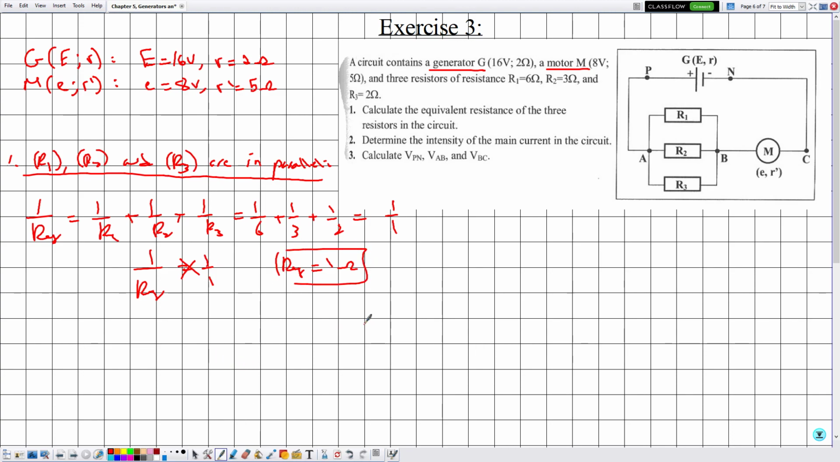And the trick in solving such type of exercises, whenever we calculate an equivalent resistance, we replace this equivalent resistance in the circuit. So here we have the generator from P to A, from A to B, it's being replaced by R equivalent, which is equal to 1 ohm. The motor, and from C of the motor back to N of the battery.